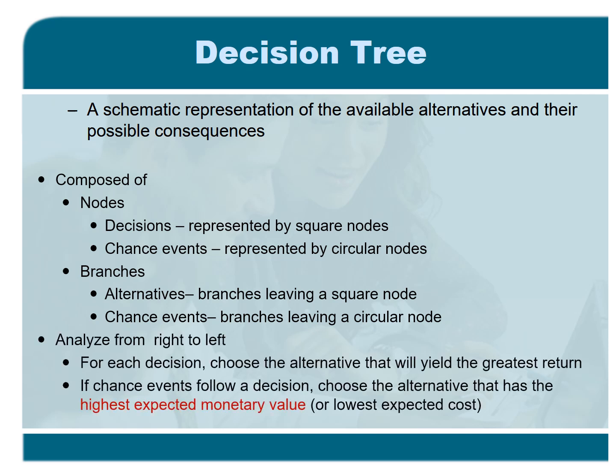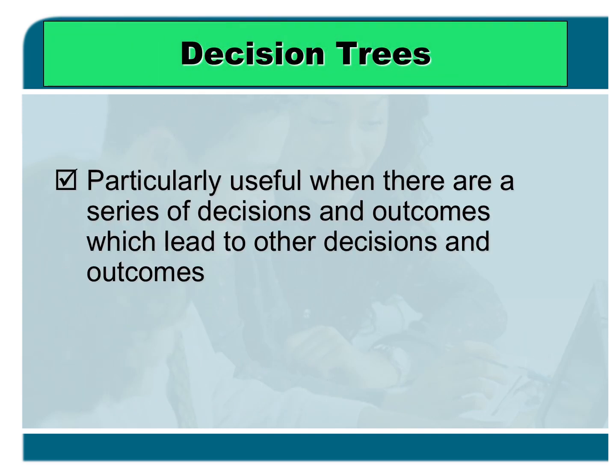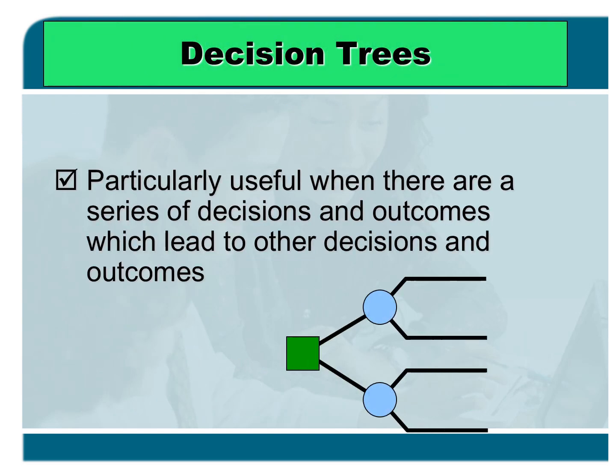For each decision, choose the alternative that will yield you the greatest return. If chance events follow a decision, choose the alternative that has the highest expected monetary value or the lowest expected cost. So it's particularly useful when there are a series of decisions and outcomes which lead to other decisions and outcomes.